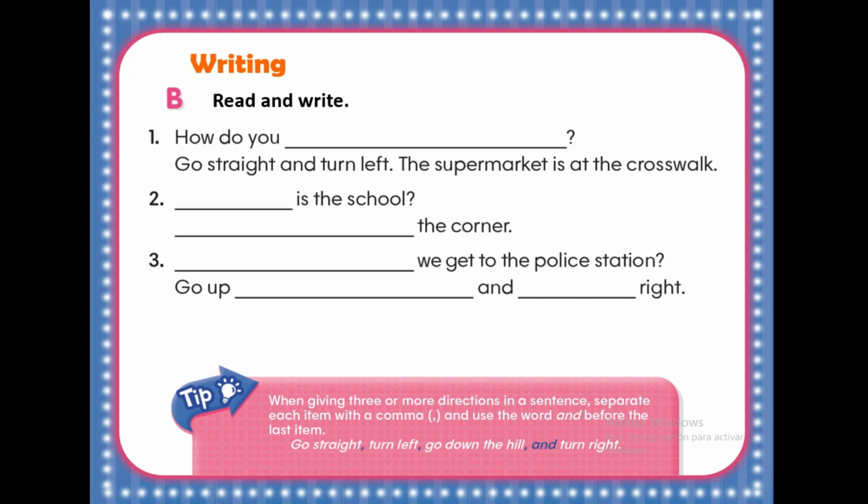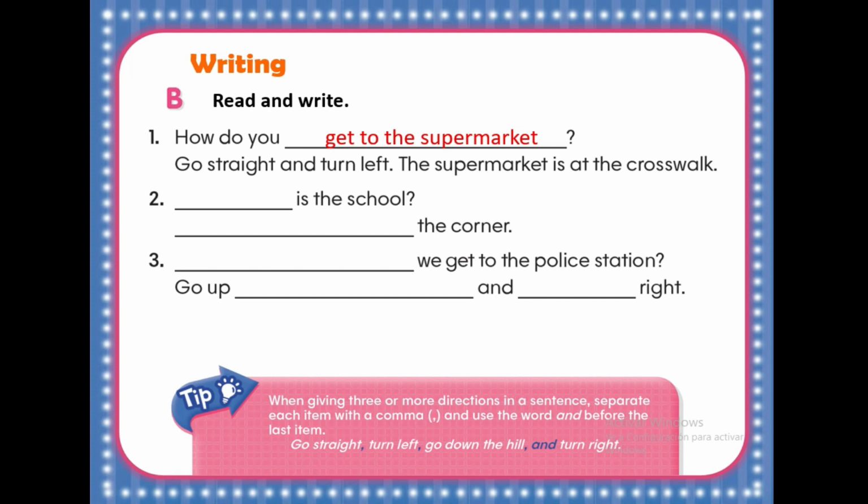Read and write. Nuevamente tenemos que completar acá nuestras oraciones. Number 1. How do you, the correct answer, get to the supermarket? ¿Por qué supermarket? Porque si se fijan en la respuesta, nos dan the supermarket, entonces automáticamente yo sé que me están preguntando sobre el supermercado. La respuesta de abajo, go straight and turn left. The supermarket is at the crosswalk.